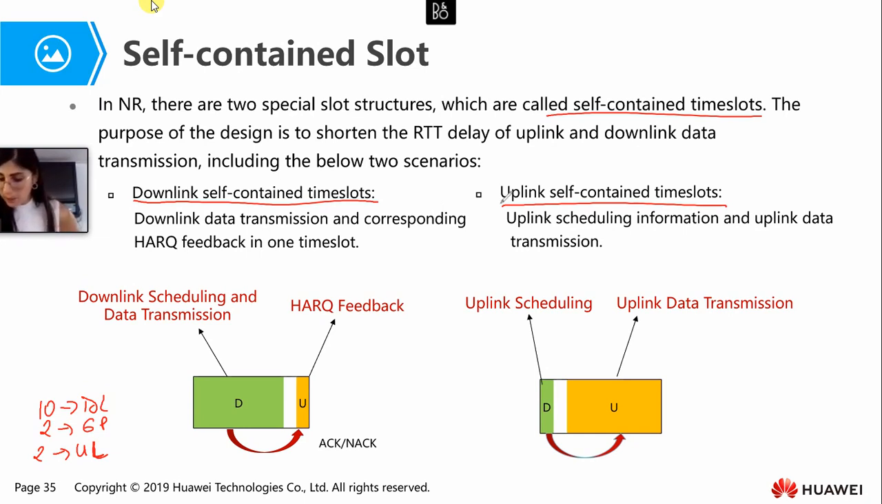And for the uplink self-contained time slot, what do we have? We have the opposite situation. The slot is an uplink dominant slot, but we have some symbols for the downlink. And we can use these symbols to transmit the uplink scheduling, saving time.